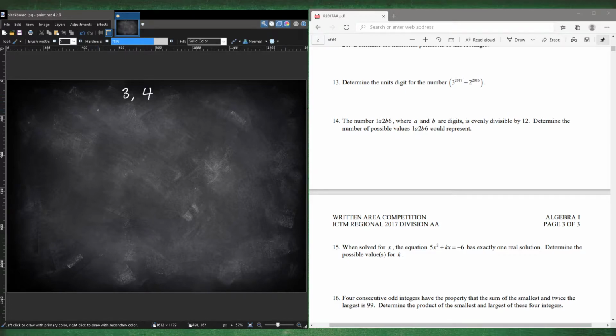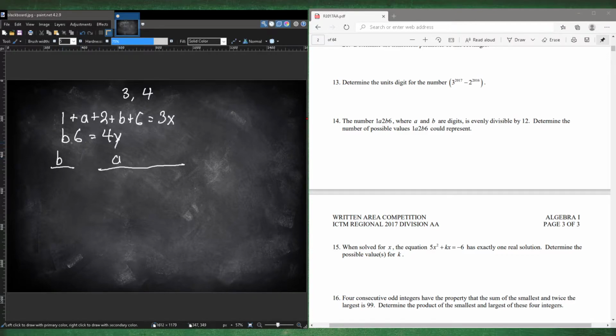So the divisibility rule for 3 is that the sum of the digits has to be a multiple of 3. So 1 plus a plus 2 plus b plus 6 is equal to a multiple of 3. I'll call that 3x. And it has to be divisible by 4 also. The rule for this is that the last two digits have to be divisible by 4. Let's call that y. So let's look for values for b first and then values for a later, because this is easier.